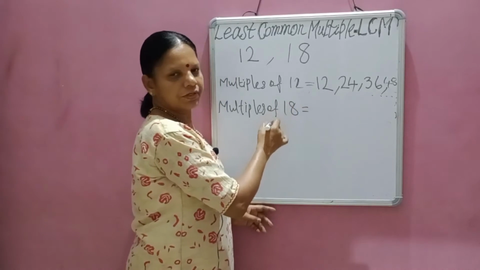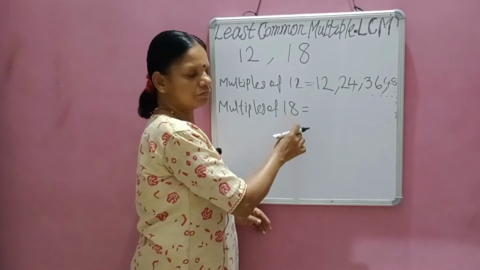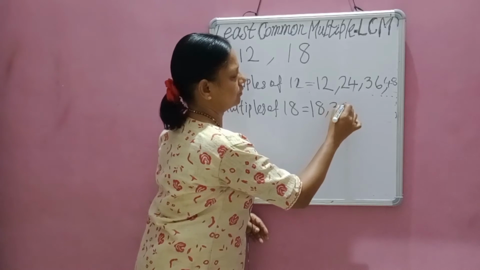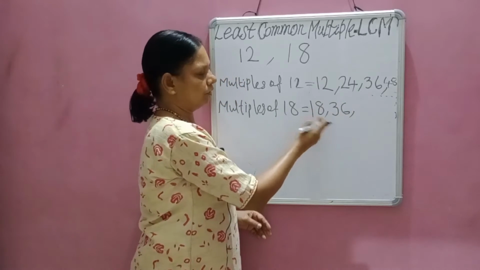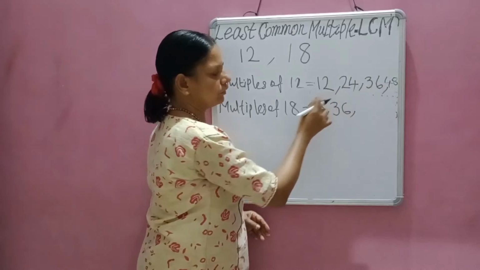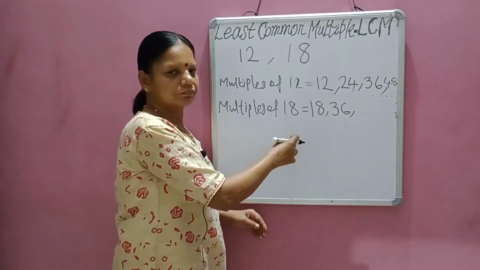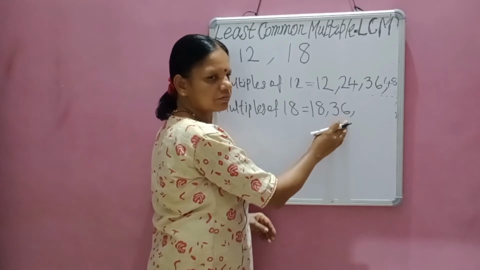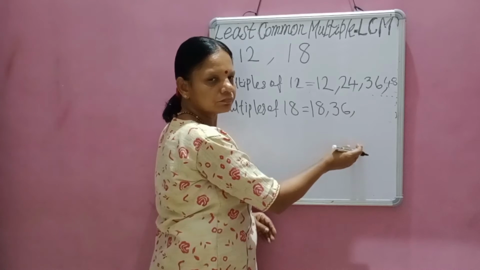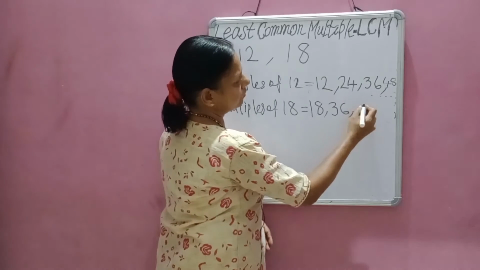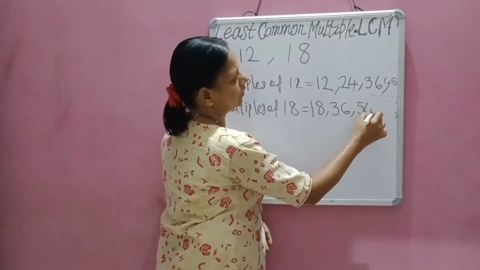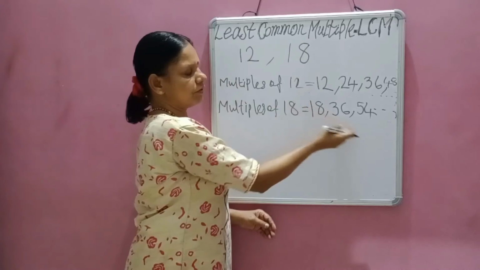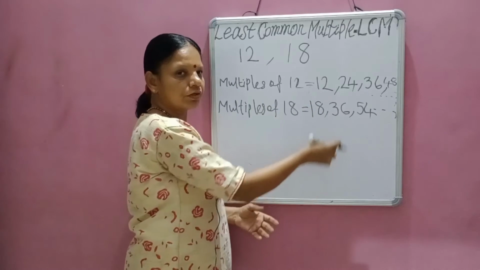The table of 18, multiplication table. 1 18 is 18, then 36. Here only actually we can stop. We got the common, the smallest common. Here, so 18, 36, 36 plus 18, how much? 54, etc. Since it is least, this much is enough. You have to take the smallest of the common.